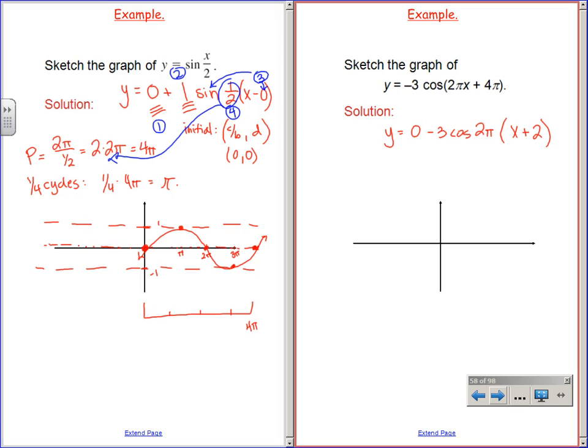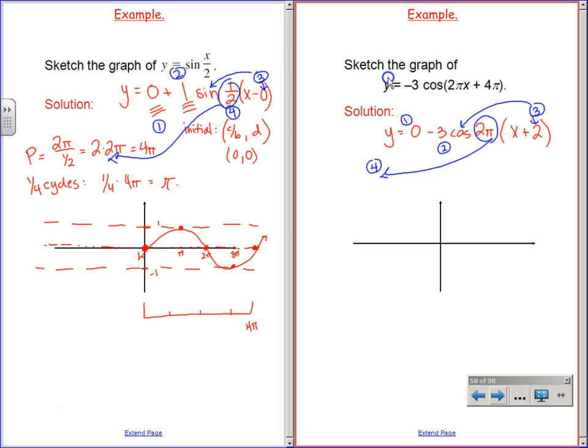Okay. But now I can see my D, I can see my A, I can see my C over B, which I have to look at my cosine and my C over B. And I'm going to take away my 2 pi.